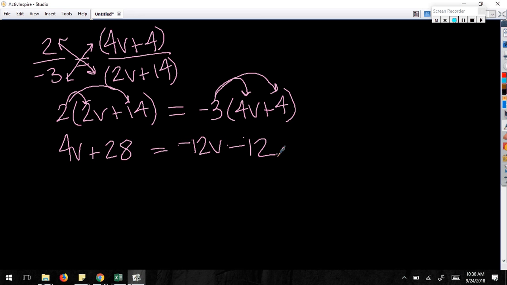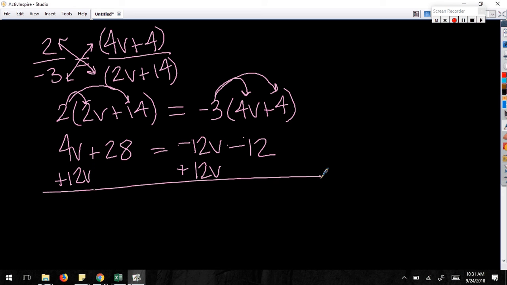Okay, so I see more than one variable and they're on different sides, so I need to know which one's the smallest that I should move. The 12 is negative. I don't want to deal with negatives if I don't have to because there's more room for error, right?